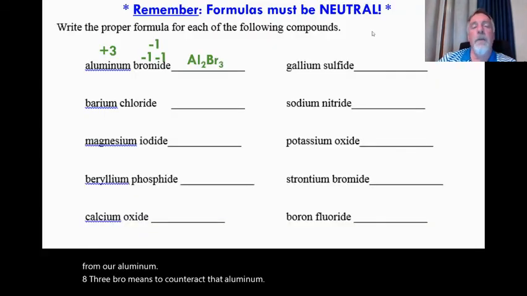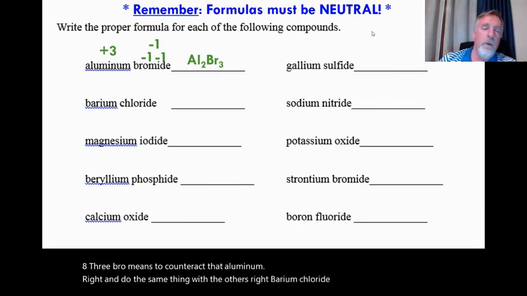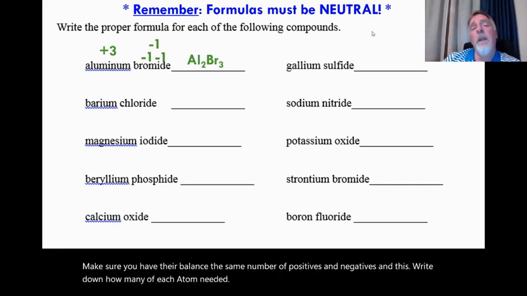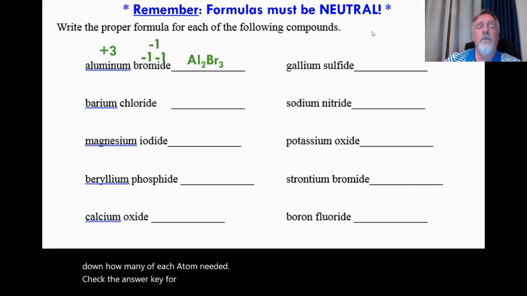All right, and do the same thing with the others. Right? Barium chloride, so what's the charge of a barium? What's the charge of a chlorine, or it becomes a chloride? Make sure you get the right number of each. Make sure they balance, the same number of positives and negatives, and just write down how many of each atom you needed. All right. Check the answer key for the rest of these, but I want to at least go through this one so you could see some reasoning as you go through it.